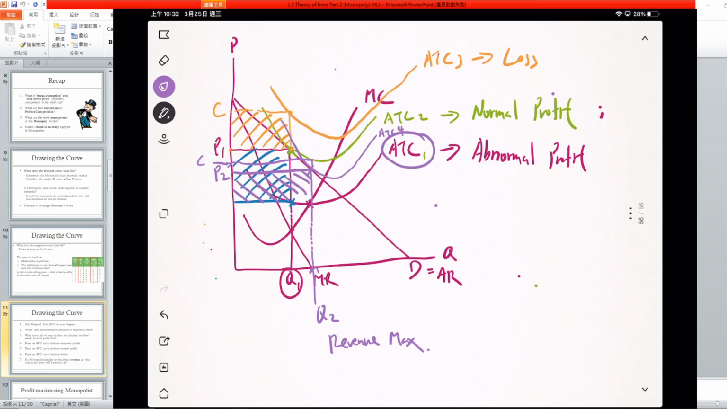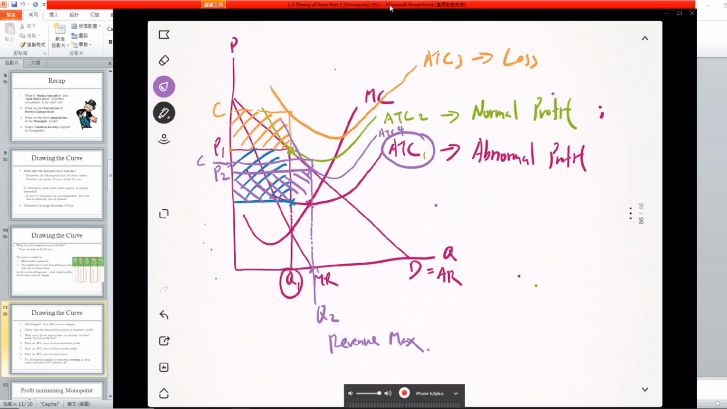So there you go. Do some more practice on this diagram, and also don't forget the diagram for perfect competition. It takes some more practice. You always need to grab yourself a paper and try drawing it. Otherwise, it's not going to work.